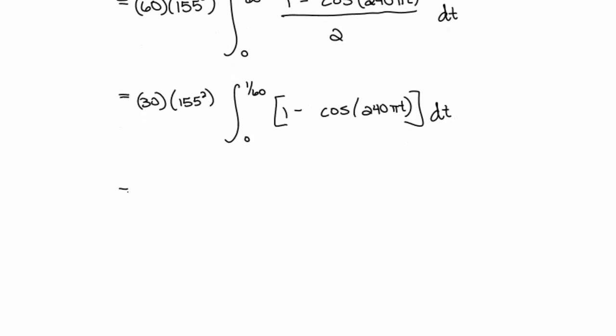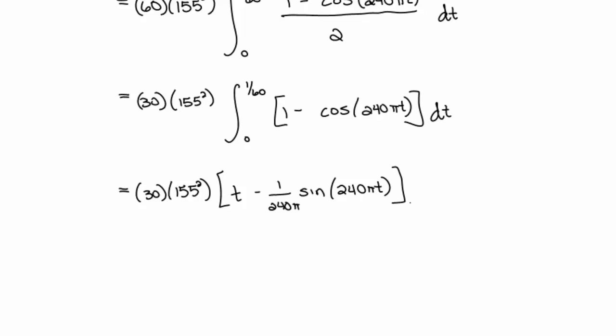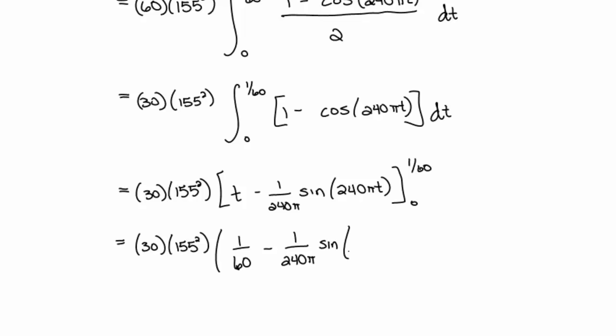The antiderivative of 1 is t in this case. And the antiderivative of the cosine is a sine, so we're going to have minus a sine of 240 pi t, and then we'll have to offset that multiplication of 240 pi by a division by 240 pi. And this is from t equals 0 to t equals 1 over 60. Finally, substituting in, we will get 1/60th here minus 1 over 240 pi times the sine of 1/60th of 240. That's going to be 4 pi.